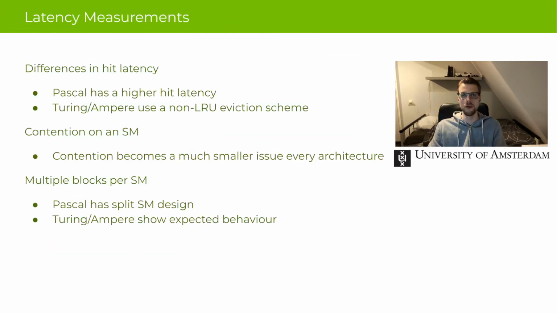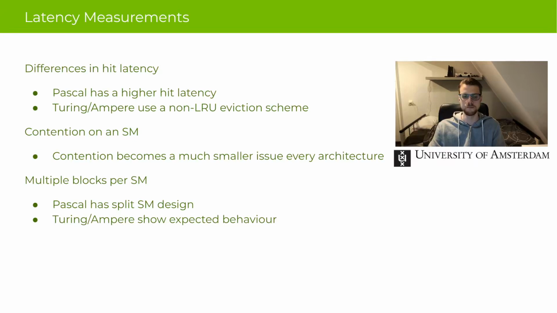So what do we find on these latency measurements? First off, Pascal has a higher hit latency. This coincides with NVIDIA's claim that the architecture is improved on Turing and Ampere. And as well, we can see that Turing and Ampere have some sort of least recently used eviction scheme. Looking at the contention, with every new architecture this seems to become a smaller issue, where there's less contention.